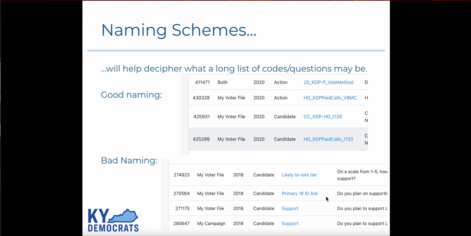Making sure we have these things built into a naming scheme lets us know who the candidate was. Was it for a primary? Was it for a general? And not getting those things mixed up.